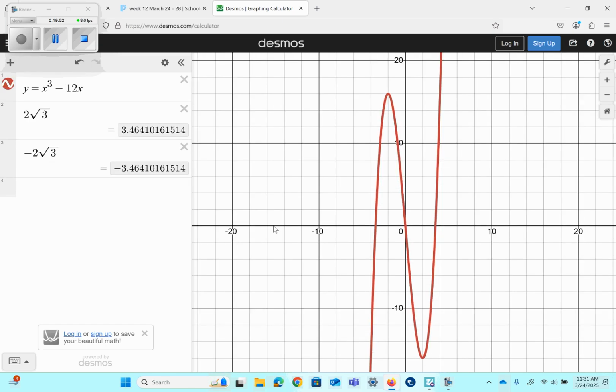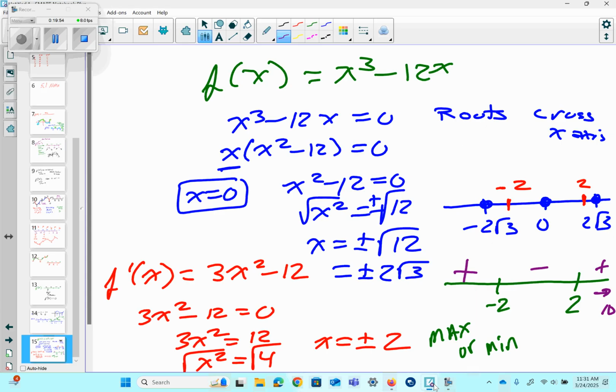Okay? So then we can label it in interval notation. It's a positive slope so it's increasing from negative infinity all the way to -2, and then it's increasing again from 2 to infinity. And where is this decreasing? It's decreasing between the two, and that's what your graph is doing. So intervals increasing, decreasing. Do we have a max or a min?